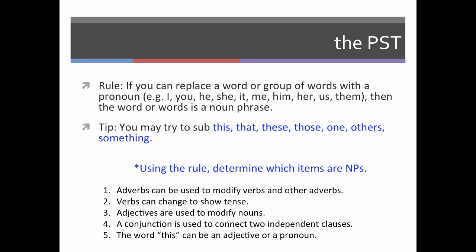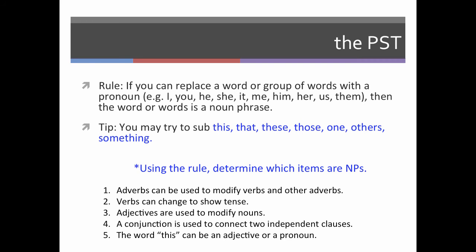So if we look at number 1, adverbs can be used to modify verbs and other adverbs. Applying the pronoun substitution test, this becomes they can be used to modify them and those. In number 2, they can change to show it. Okay, so number 2 has 2 noun phrases. Number 3, how many noun phrases do you see? Well, we have they are used to modify them. Okay, so we have 2 noun phrases in 3.